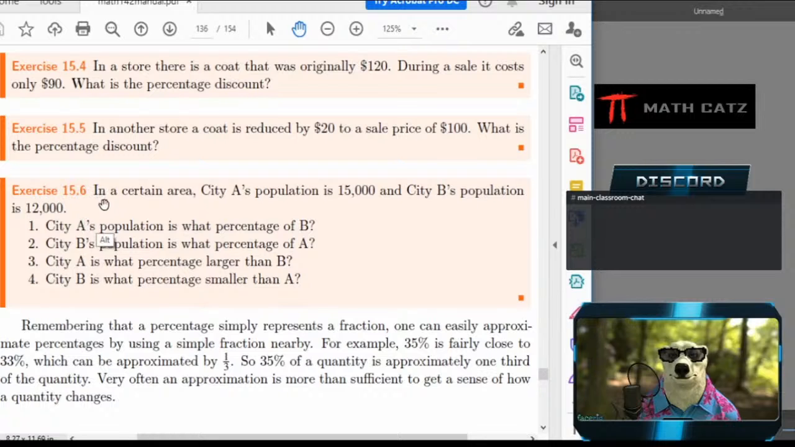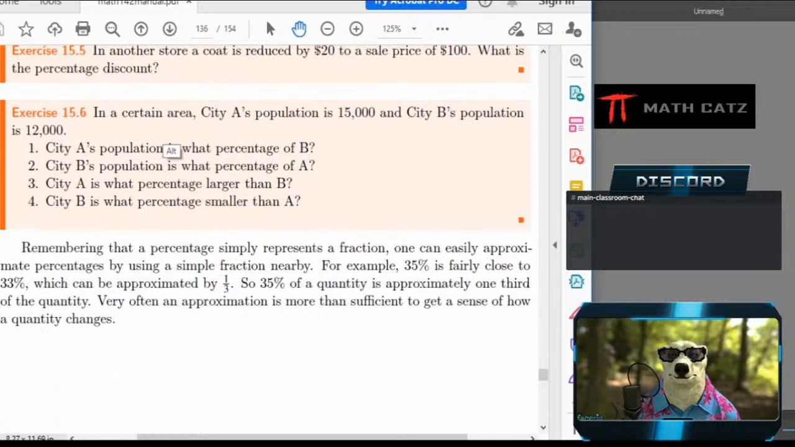Let's see here, 15.6. In a certain area, City A's population is 15,000 and City B's population is 12,000. Now calculate some things. Sorry, City A's population is what percentage of B? A is what percentage of B?